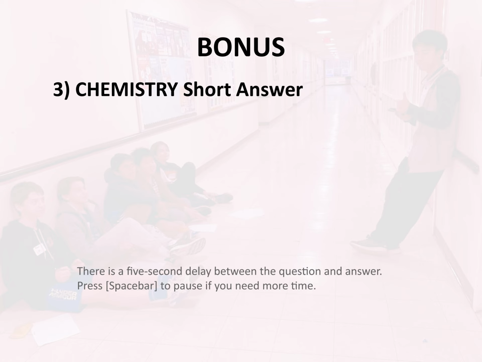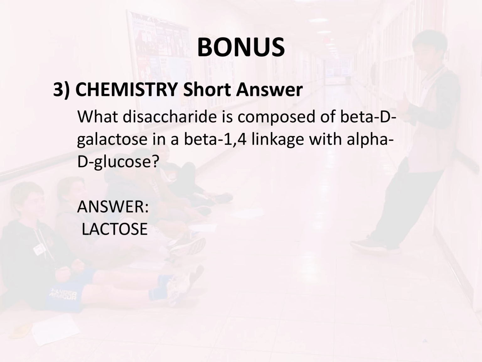Bonus 3. Chemistry. Short answer. What disaccharide is composed of beta-D-galactose and a beta-1,4 linkage with alpha-D-glucose? Answer. Lactose.